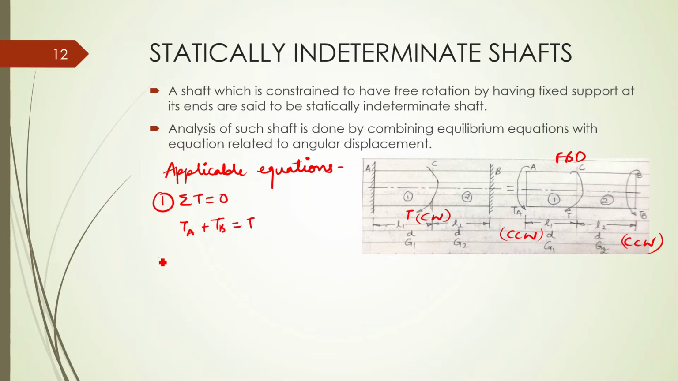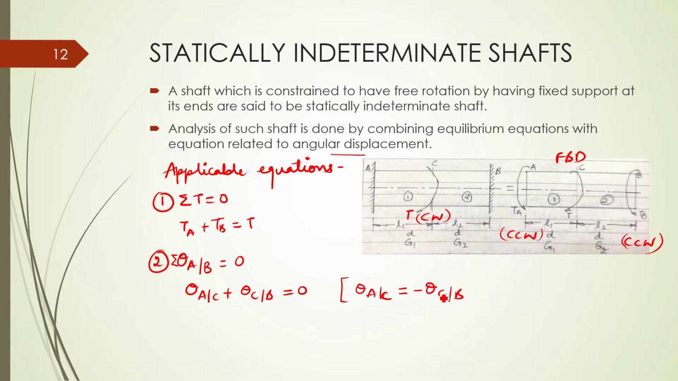Now the next equation is for the angular displacement. As it is mentioned here, the twist in the entire body is what I am going to calculate, and the summation of twist over the entire body is also equal to 0. So let me talk about the twist in the portion A to C plus the twist in the portion C to B, that is, theta AC plus theta CB is equal to 0. Now suppose I say that theta AC is equal to minus theta CB.